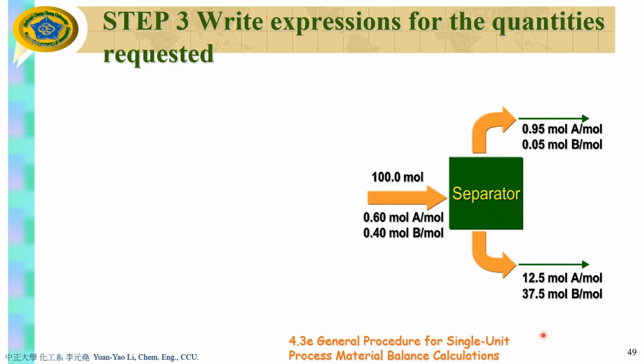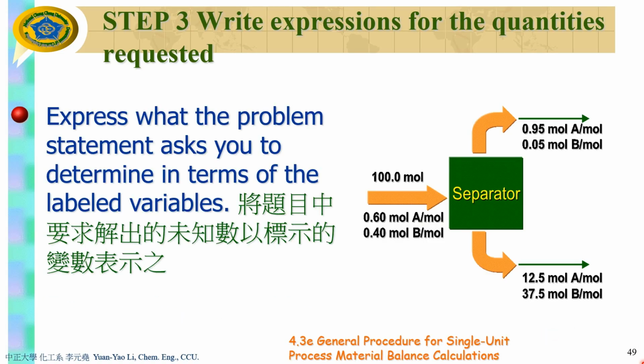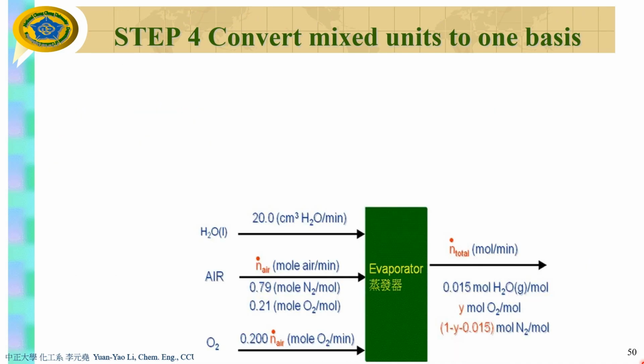Okay, so we go to number 3. Number 3 is write expressions for the quantities required. So you write down the unknowns, as I just told you before, already.